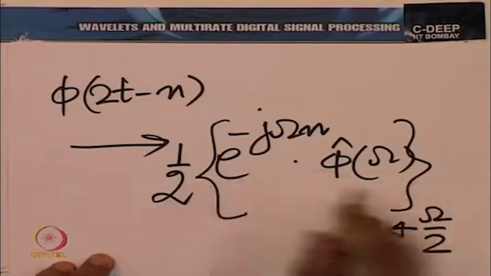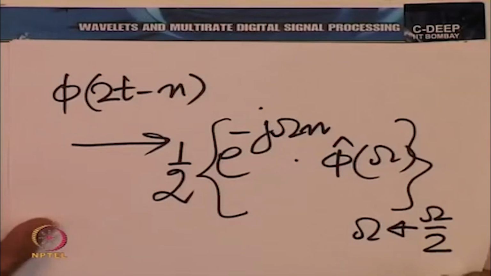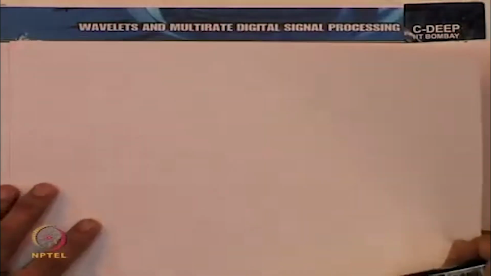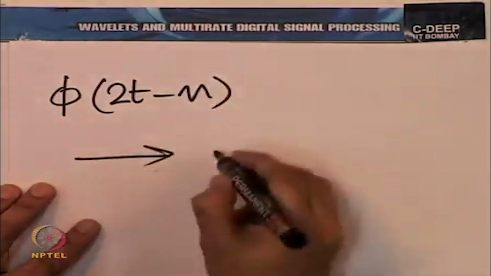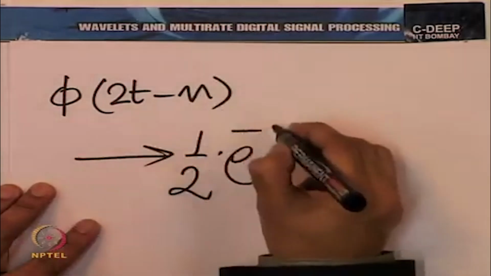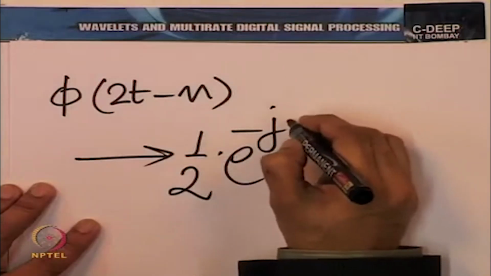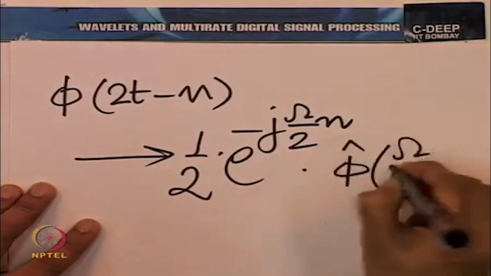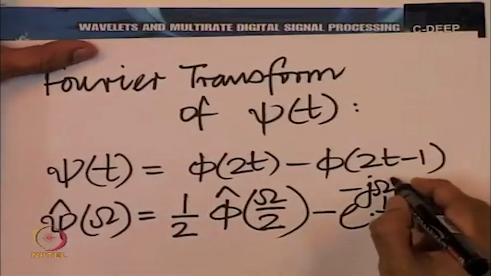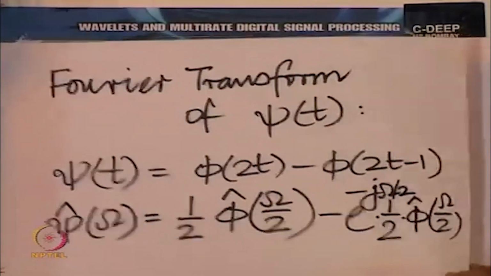So, this replacement must be in the whole thing, and therefore, phi of 2 t minus n would have the Fourier transform half e raised to the power minus j omega by 2 times n phi cap omega by 2. And therefore, we need to make a little correction here. The correction is we need to replace omega by 2 here. So, in fact, let me rewrite that part of the expression, it is more convenient.